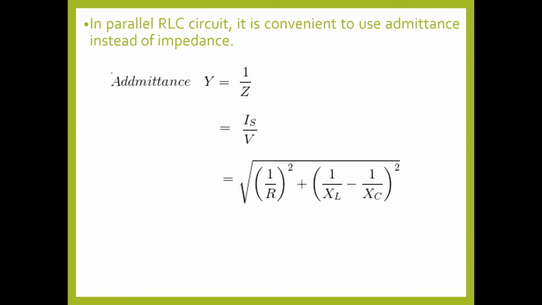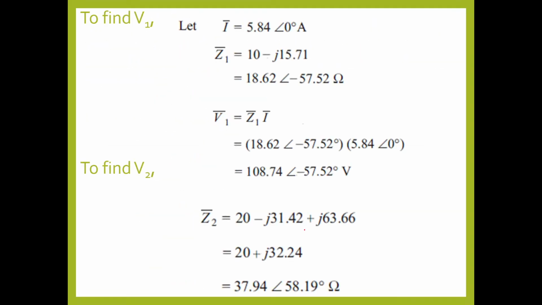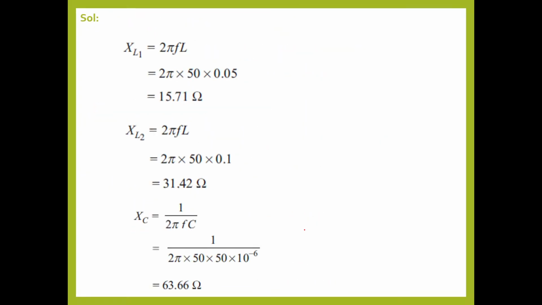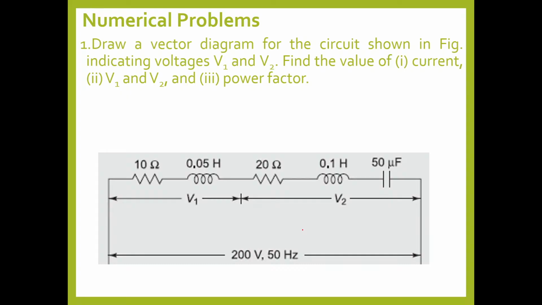Since elements are connected in parallel, instead of determining impedance, I am determining admittance. Admittance is the reciprocal of impedance. Z is equal to V by IS, so here I have written IS by V. Z is equal to root of R square plus XL minus XC whole square. So instead of that, I have written Y equal to root of 1 by R square plus 1 by XL minus 1 by XC whole square. Okay, so I will discuss one or two numerical problems, and I will conclude this session.